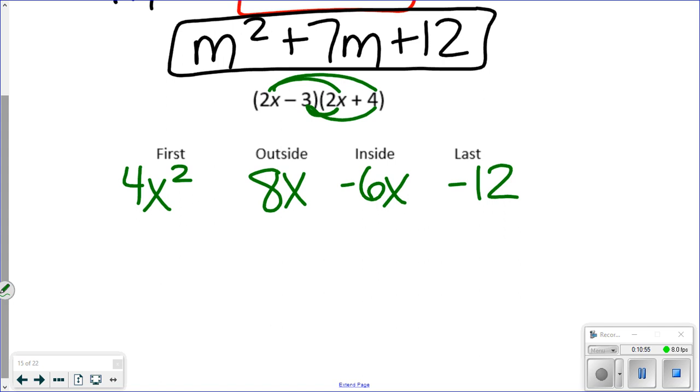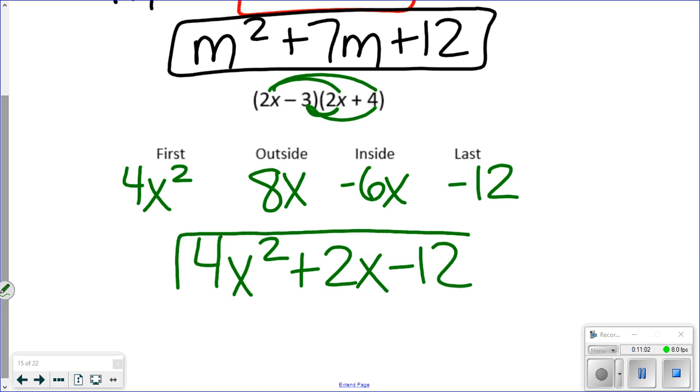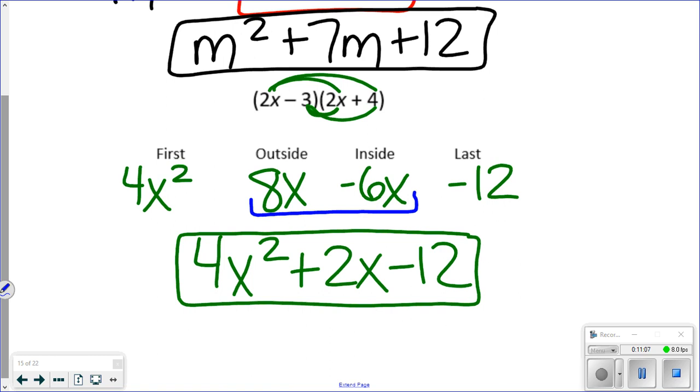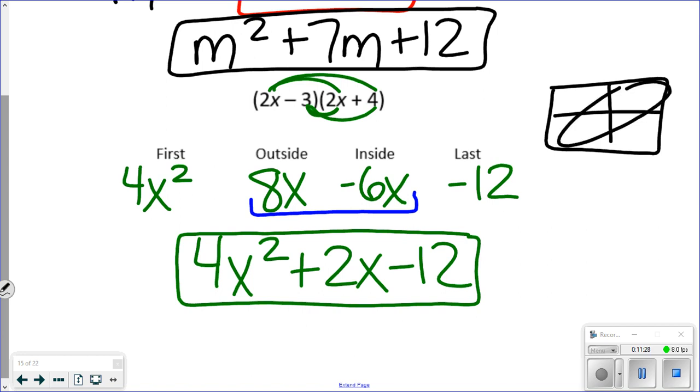So I get 4x squared plus 2x minus 12. Because we combine these two like terms together. First, outside, inside, last. Or you can think about it as using the distributive property still, because they're essentially the same thing. Or if it helps you, remember you can draw the boxes and combine your diagonals, your like terms. It's totally up to you.